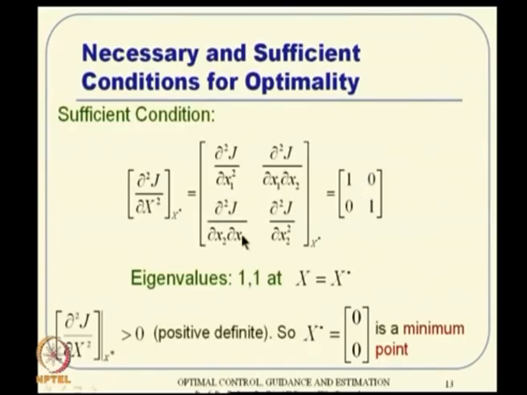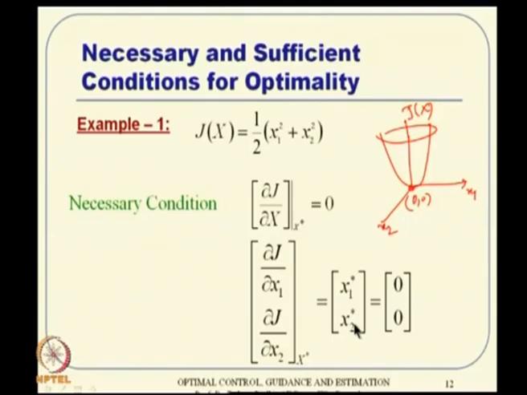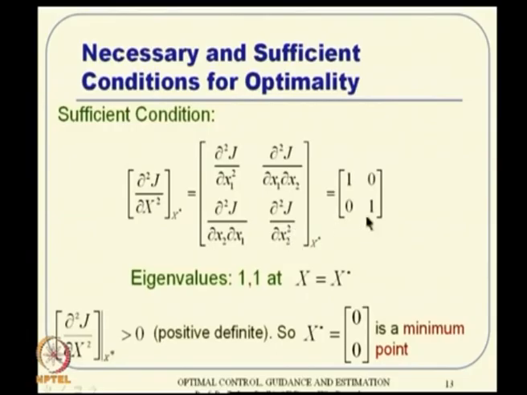Similarly, this one turns out to be a function of only x2. So if I take the partial derivative with respect to x1 again, it turns out to be 0 here, and if I take it with respect to x2, this is 1. So this Hessian matrix evaluated at x star turns out to be nothing but the identity matrix. The identity matrix is certainly a diagonal matrix, and we all know that eigenvalues are the diagonal entries, nothing but 1 and 1. So the eigenvalues of this Hessian matrix are 1 and 1, both greater than 0, and hence this matrix evaluated at x star, which is 0, 0, happens to be a positive definite matrix.